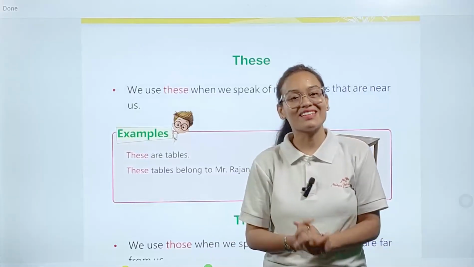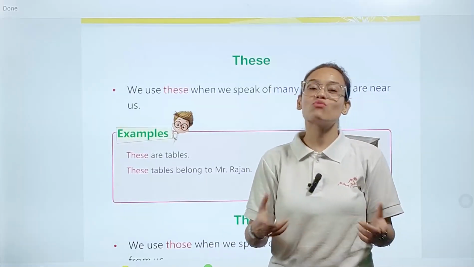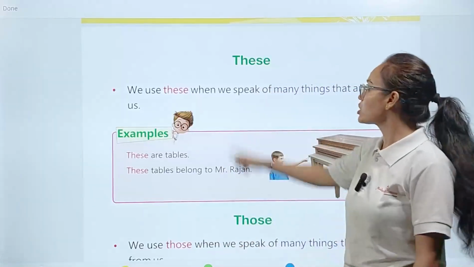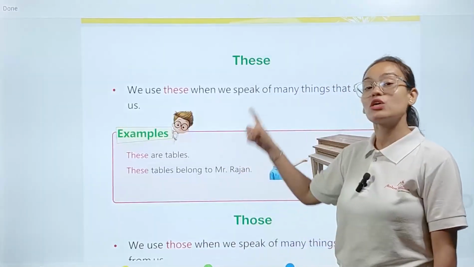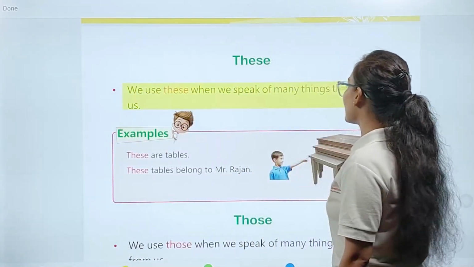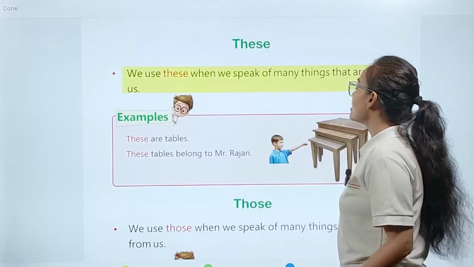But what about plural things? Okay, if anything is more than one, it is called plural. So in plural case, my dear student, we use these and those. So where we use this, let's see. We use this when we speak of many things that are near to us.